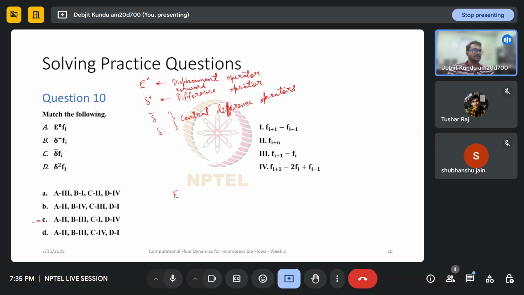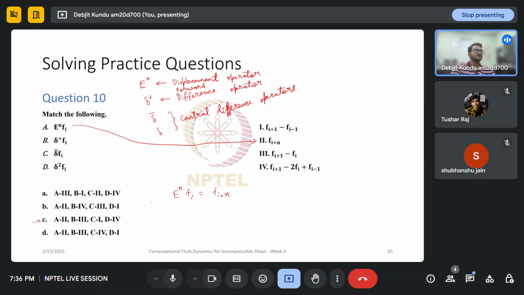So E^n just displaces f. If I say E^2 f_i, then I'll simply get f_(i+2). So it just adds on to it. In place of 2, if I had n, then I'll get i plus n. So that's option 2. So A, we already know, should match with 2.